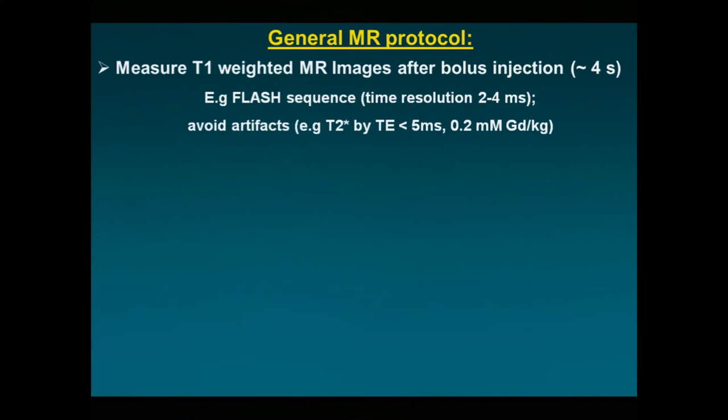So the general MR protocol is that you measure a T1-weighted MR image after a bolus injection. In patients this may last a few seconds. Then you use a rapid, usually gradient echo sequence with a time resolution of preferably 2 to 4 seconds. You should design your sequence such that you avoid artifacts, for instance T2 star artifacts, by minimizing the echo time and the amount of contrast agent that you are using.